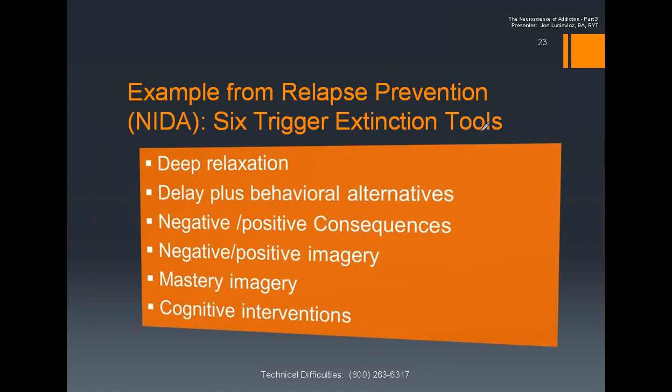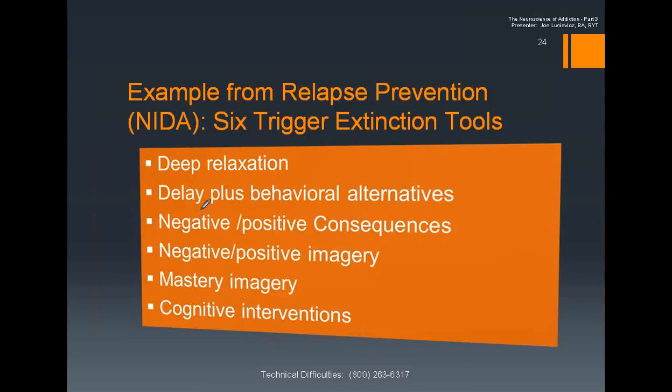Just to give you a sense of what relapse prevention can look like, here's an example of 6 trigger extinction tools that are part of the evidence-based practices in the NRAP program under relapse prevention. And deep relaxation, if it stops the thought process forward, or if it stops the emotional response from building up to relapse, that's going to be useful for us. So we can see then how deep relaxation might be useful.